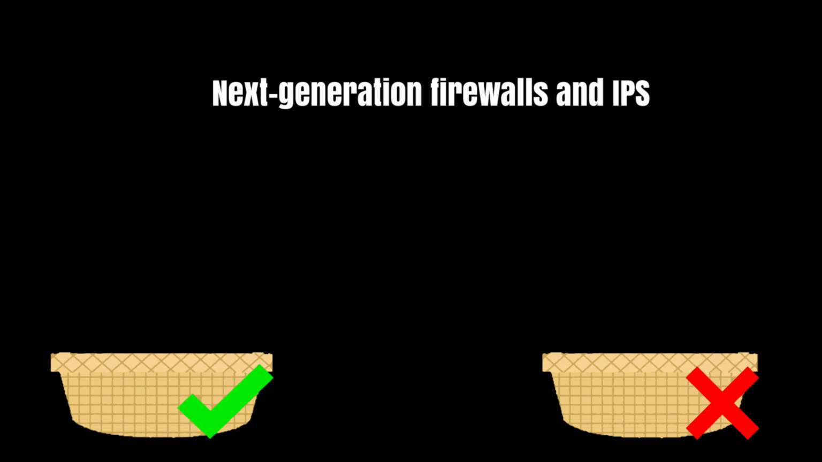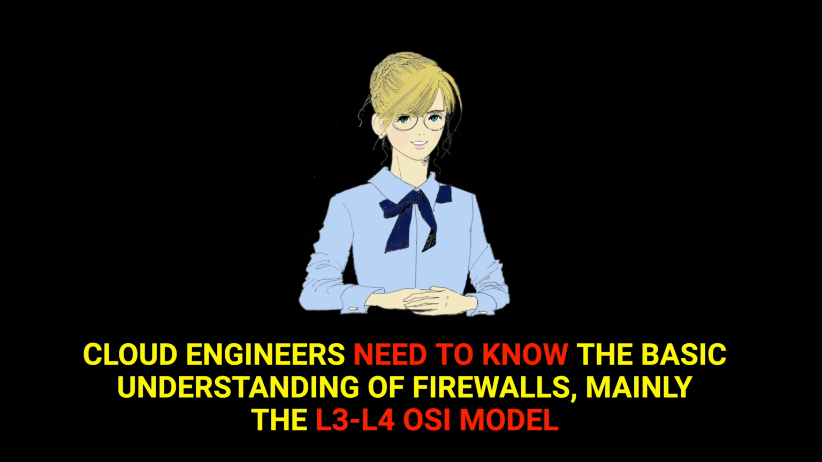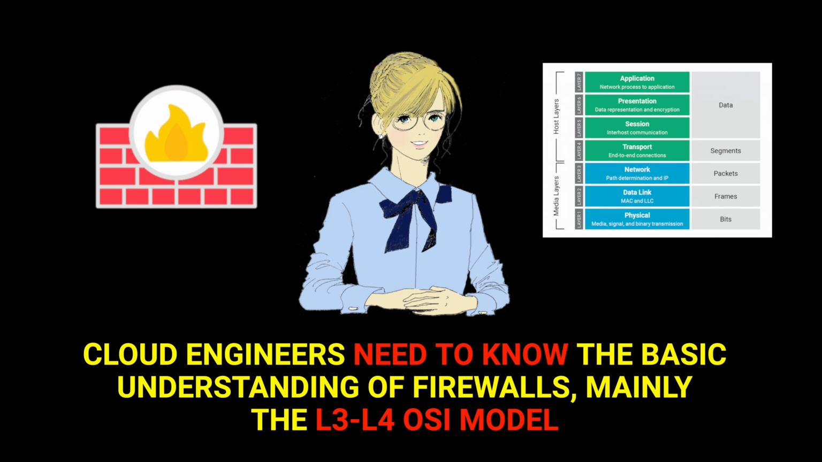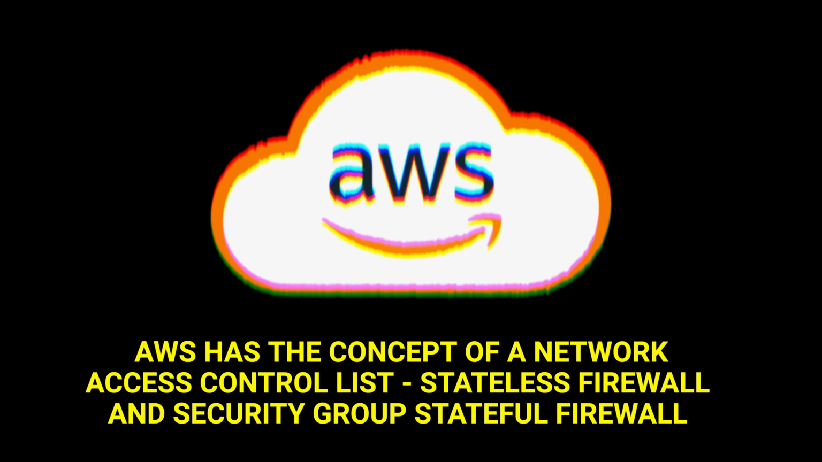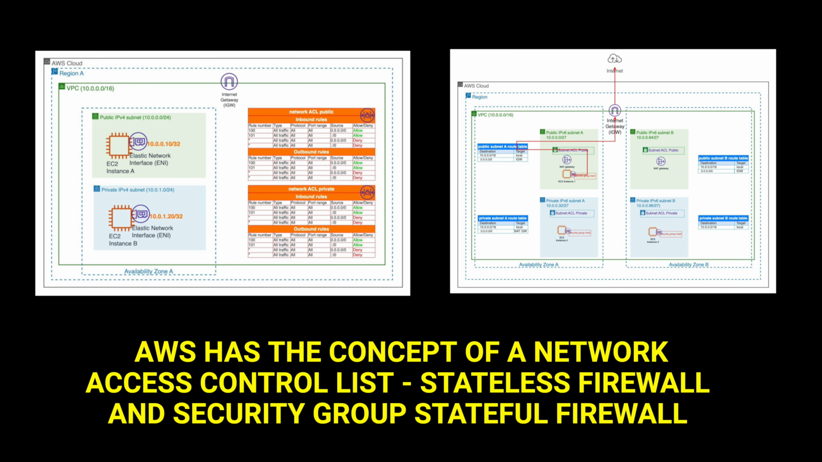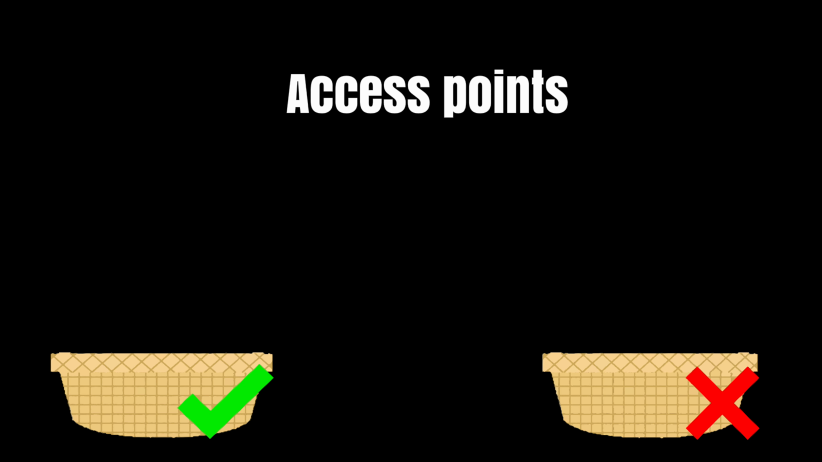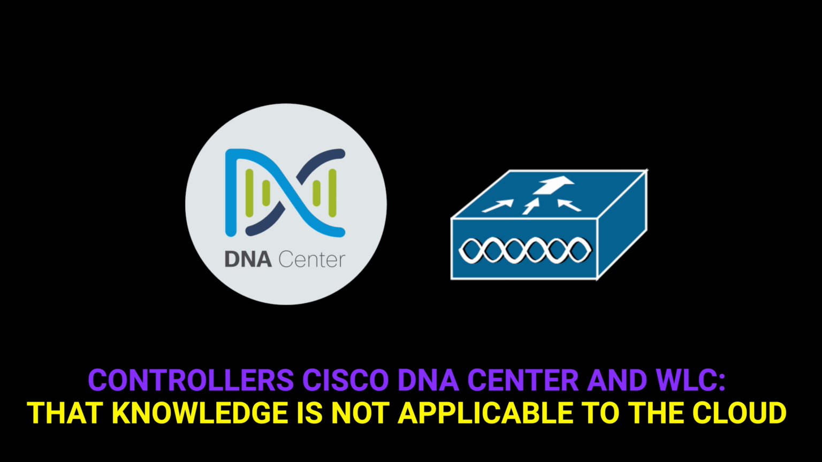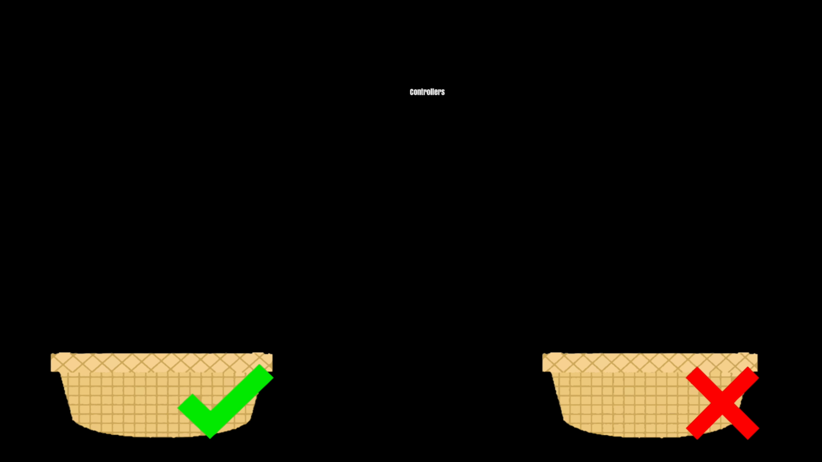Then next generation firewalls and IPS, which go to the green bucket. Cloud engineers need a basic understanding of firewalls, mainly the L3, L4 OSI model. AWS has the concept of a network access control list, a stateless firewall, and a security group, a stateful firewall. And access points should be in the red bucket, as cloud engineers don't touch wireless technology. We have controllers, best known as Cisco DNA Center and WLC. That knowledge is not applicable to the cloud and definitely goes to the red bucket.